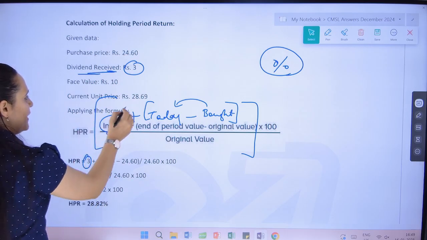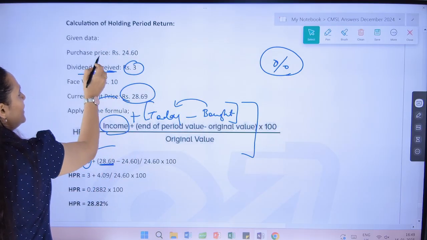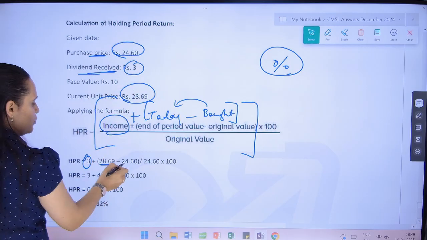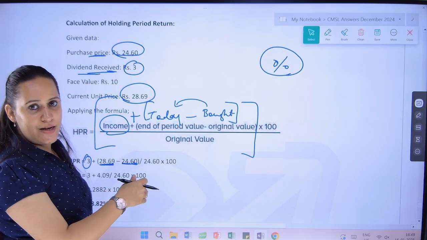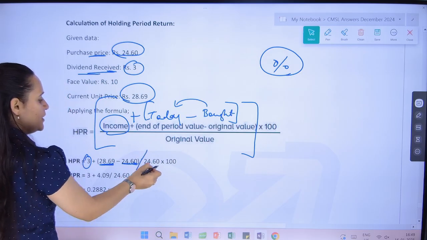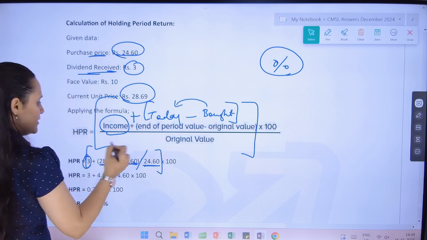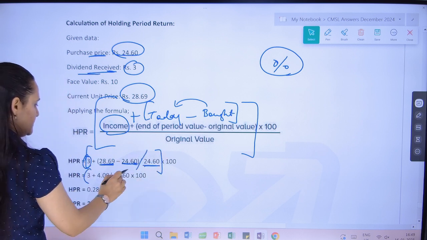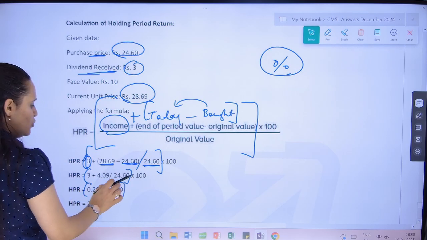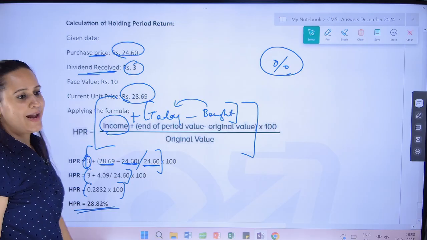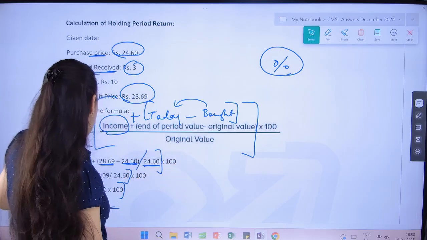The current market price is 28.69, 28.69 minus the original value. He had purchased it at 24.60. So that is the amount that he has invested from his pocket. Today the same value is 28, divided by original value, that is 24.60 at which he had purchased, into 100, that is outside the bracket. So it becomes 0.288 into 100, that becomes 28.82%. So direct application of the formula.